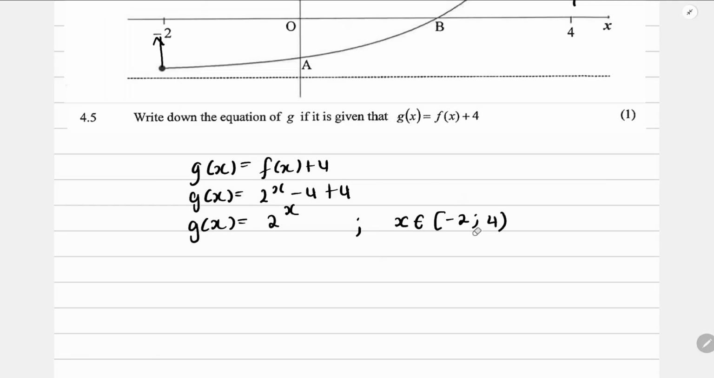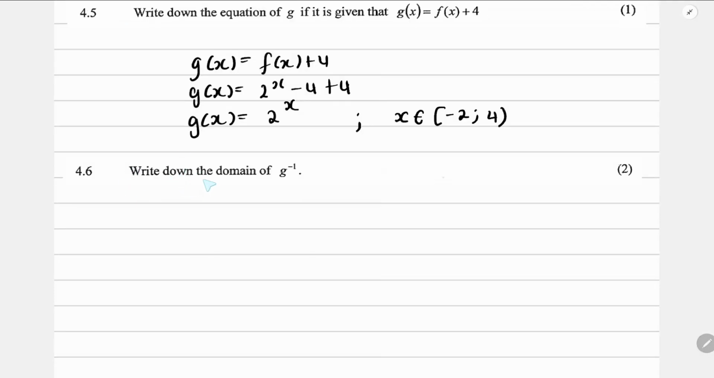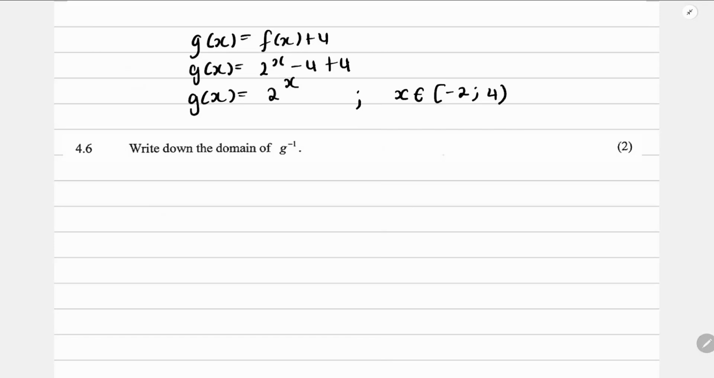Now there is a reason I'm doing this, because the next question is going to have a lot to do with this question, and we're going to really have to look at that domain. The next question, 4.6, said, write down the domain of g inverse, so the inverse of g. When we're writing the inverse of g, like I've explained in the original video, we're going to have to think about what the original function looked like, which is the function g of x.